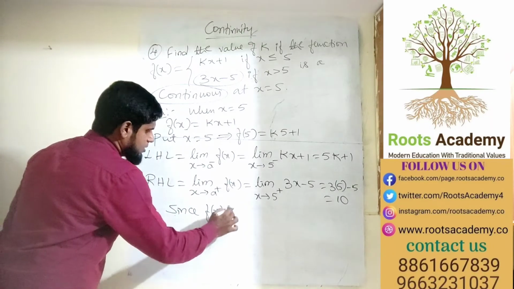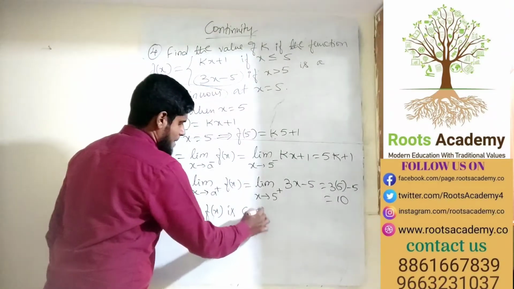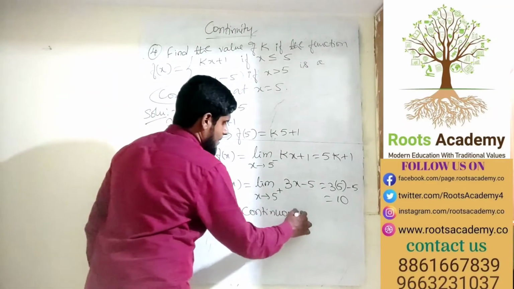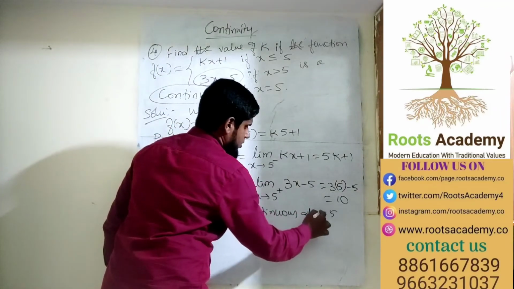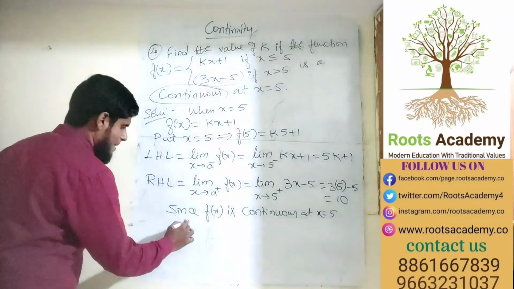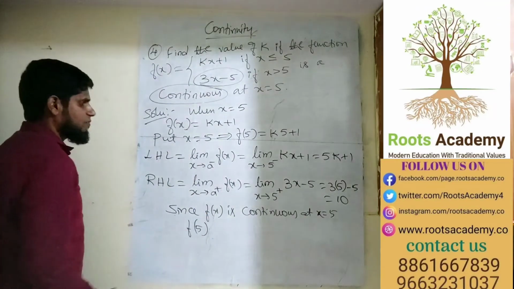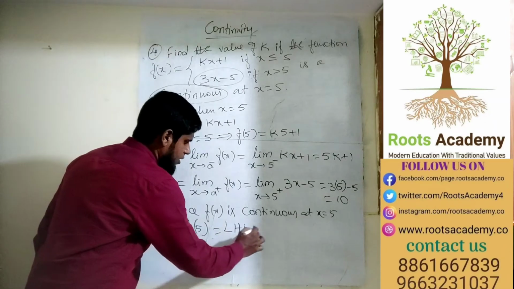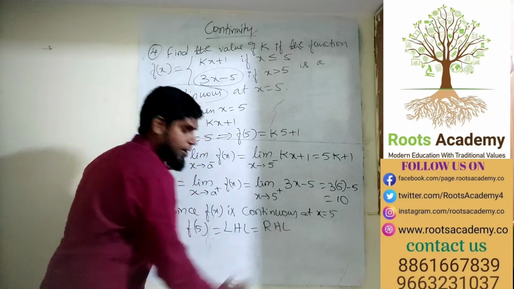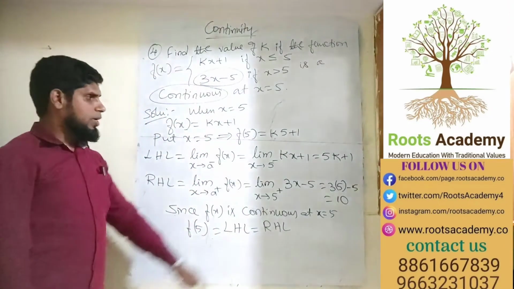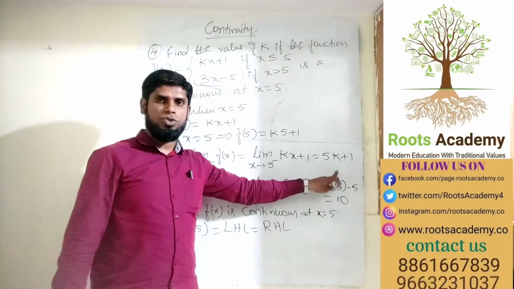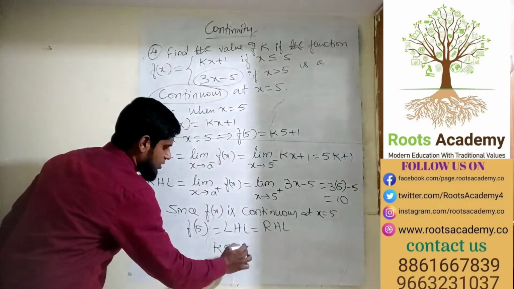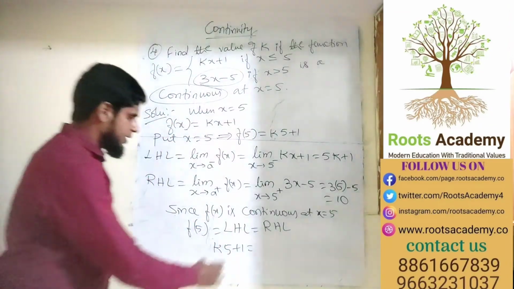Since f of x is continuous at x equals 5, f of 5 is equal to the left hand limit, and that should be equal to the right hand limit. Here these two values are equal, so I will take any one. So it is k into 5 plus 1, that should be equal to 10.